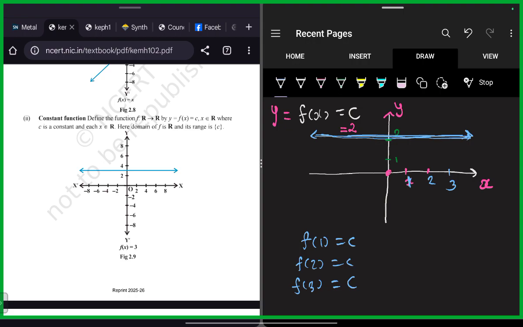If you put x is equal to 1, f of 1 is c. Here in this case it is 2, right? If you put x is equal to 2, it will still be 2, right? If you put x is equal to 3, it is still 2, right? Basically y is not changing. That's why it is called a constant graph. Are you getting my point?